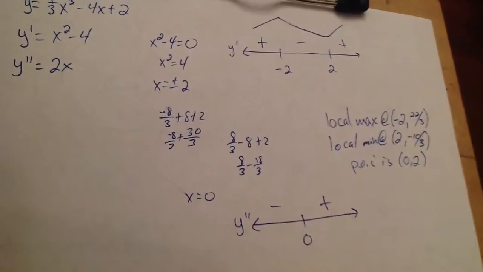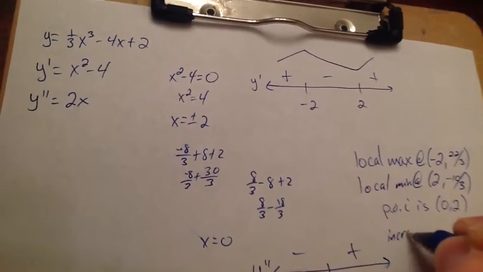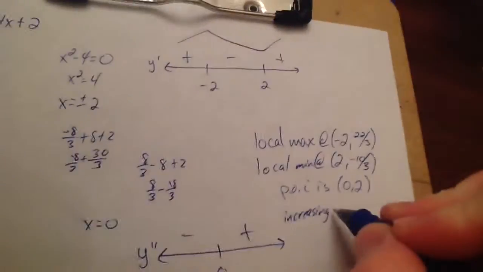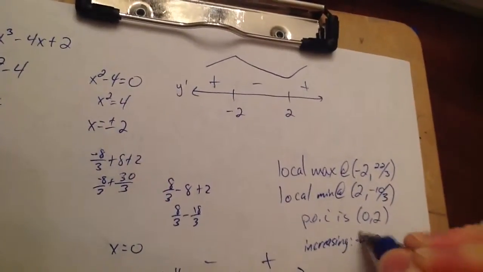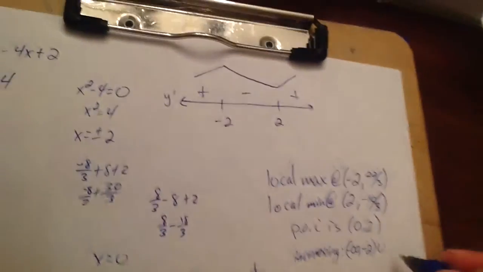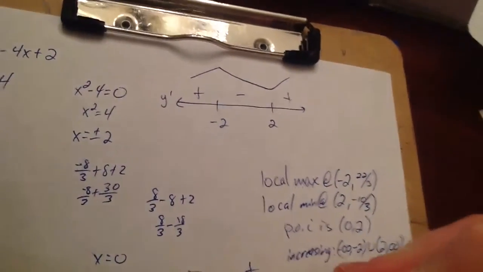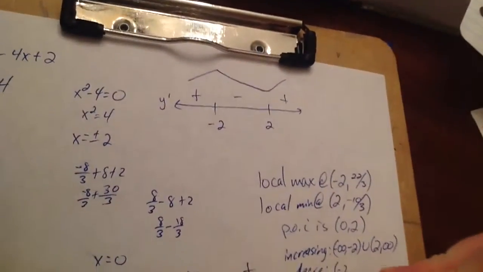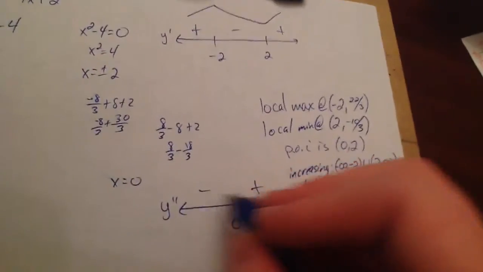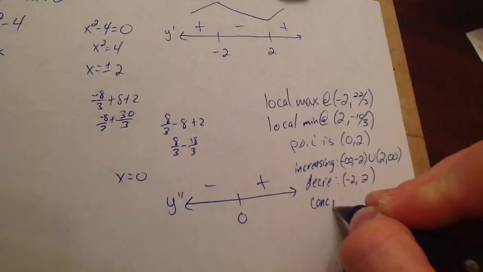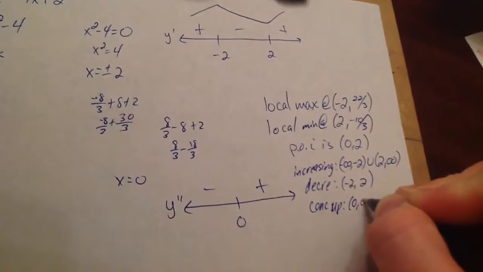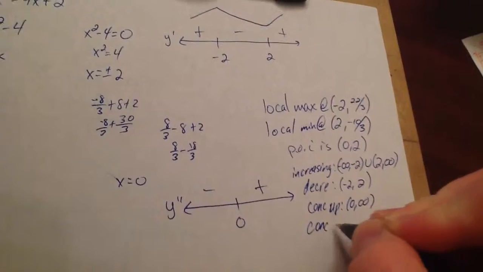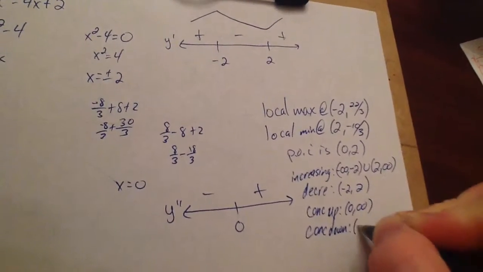So then I think, what's that? Increasing and decreasing, all that stuff. So increasing, I don't really feel like writing all this. It's increasing where the slope's positive, from negative infinity to negative 2, and from 2 to infinity. Decreasing in the middle of those, negative 2 to 2. Concave up from 0 to infinity. Concave down from negative infinity to 0.